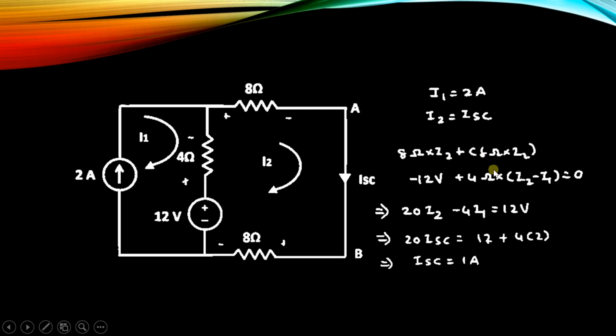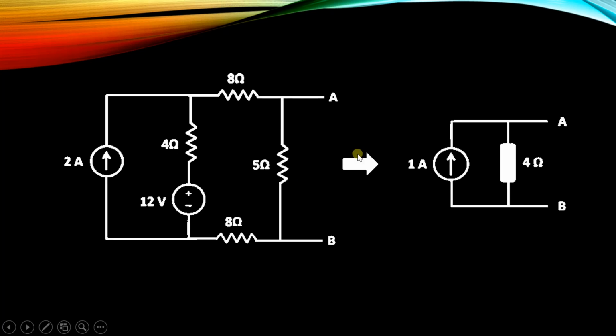Now in this equation put the values and solve this, it will become 20 I2 minus 4 I1 is equal to 12 volt. Now we know that I2 is equal to ISC, short circuit current, and I1 is equal to 2 ampere. So when we put these values, ISC is equal to 1 ampere. So 1 ampere current is flowing in this loop, and this is our short circuit current, and this circuit will become like this.